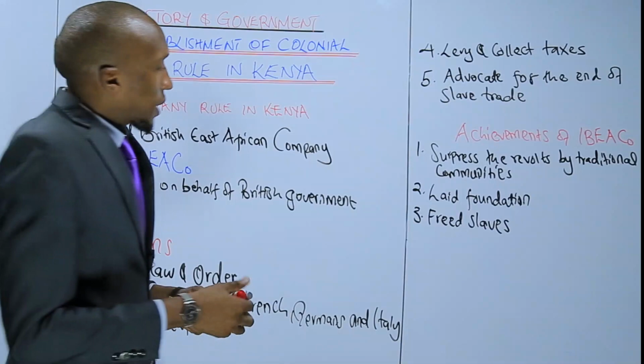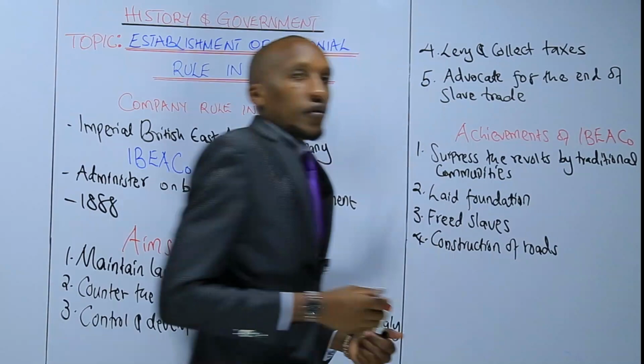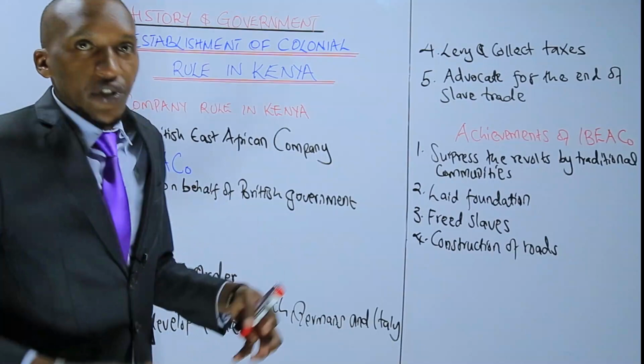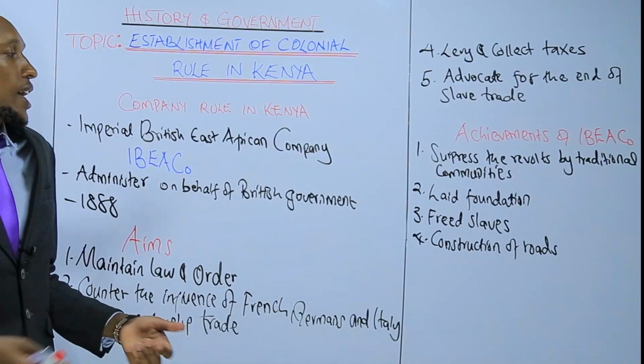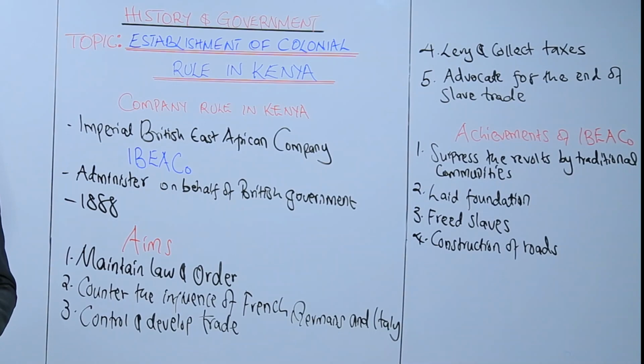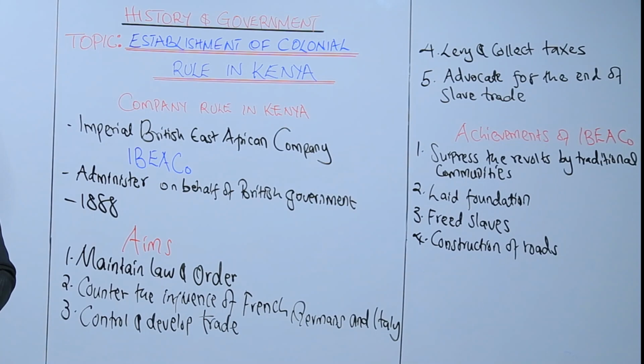Apart from that, they started construction of roads along the trade routes, the routes where the trading activities were happening. These they expanded by constructing roads. They financed the construction of roads. So this made way for the colonial administrators later on to come and use the same roads, or advance the same roads, during the time of occupation.